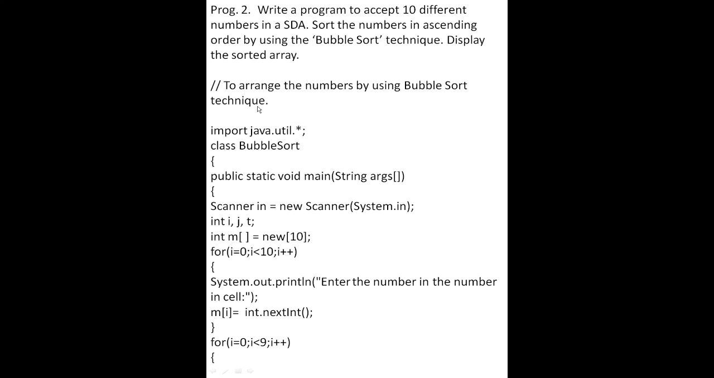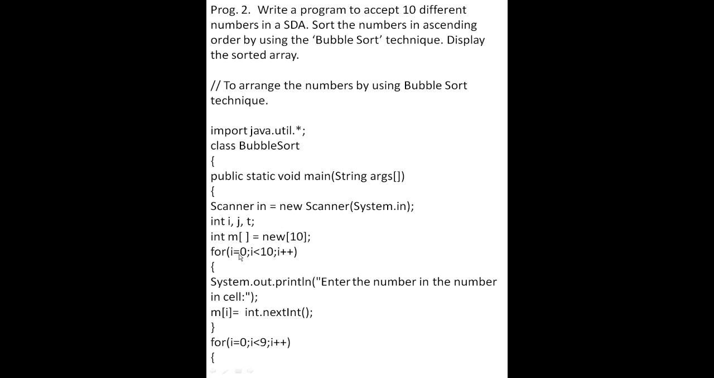To arrange the numbers by using the bubble sort technique, import java.util, class BubbleSort, curly bracket start, public static void main String args, curly bracket, Scanner in is equal to new Scanner System.in. Now i for loop, j for also using a for loop, but it will be used to arrange the numbers in ascending order, and t is used for the condition which will be followed in this number. Now these are the numbers, we have taken 10 numbers, so we will write 10 here. If numbers are given in the question, then we will write the numbers in this bracket.